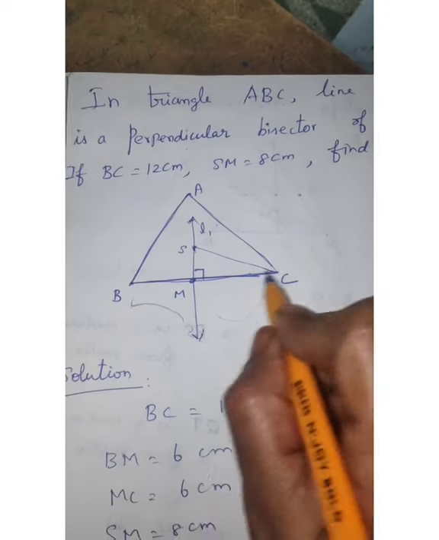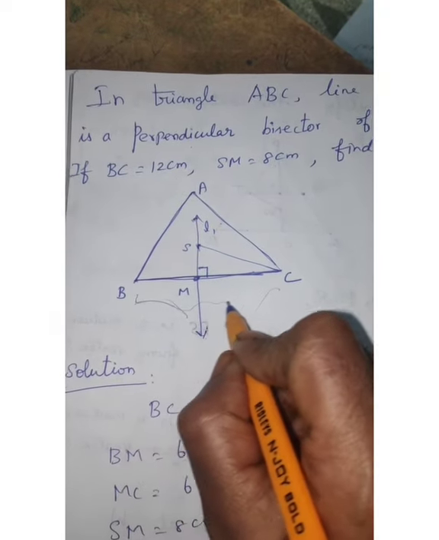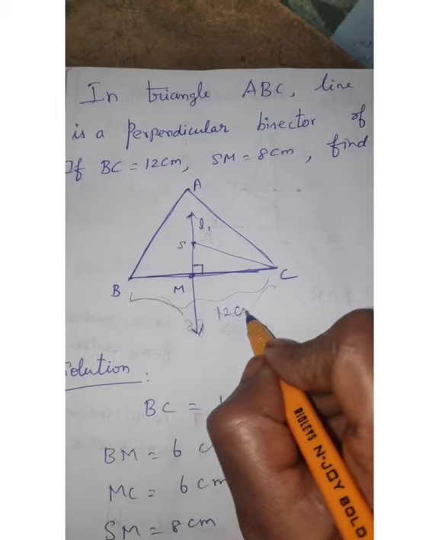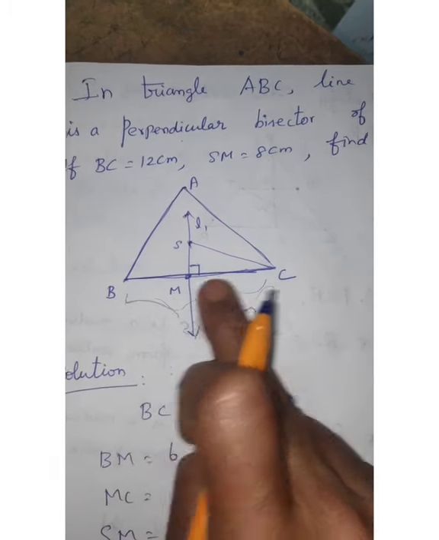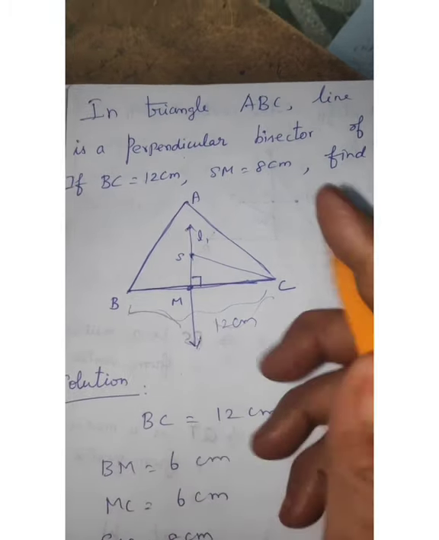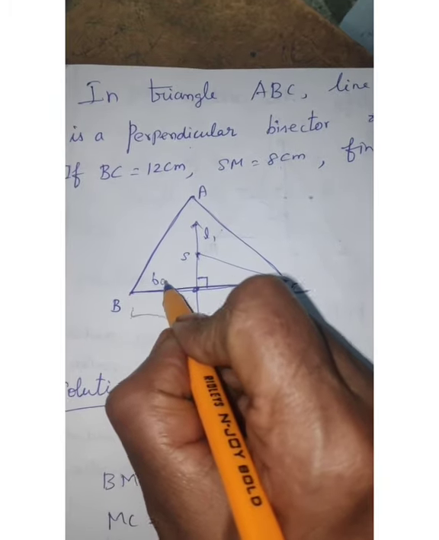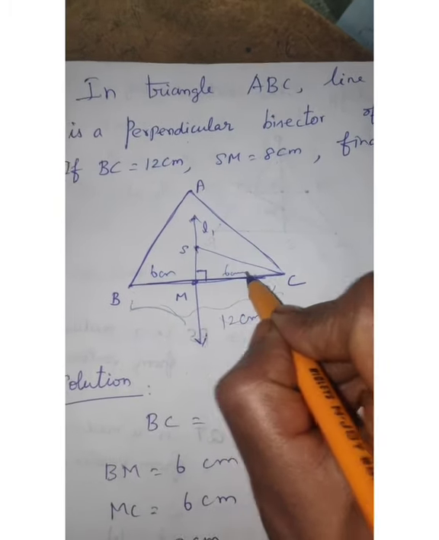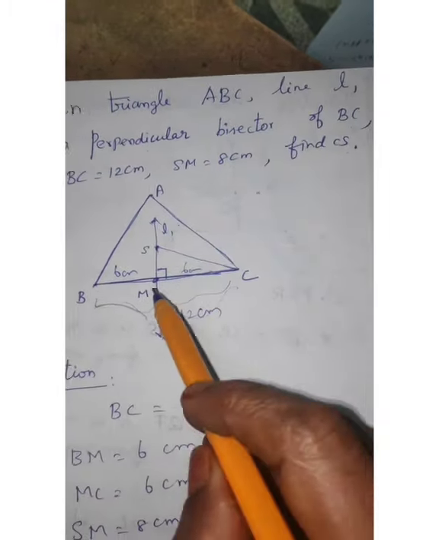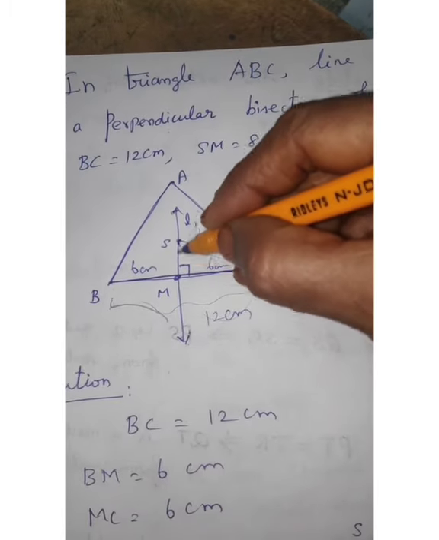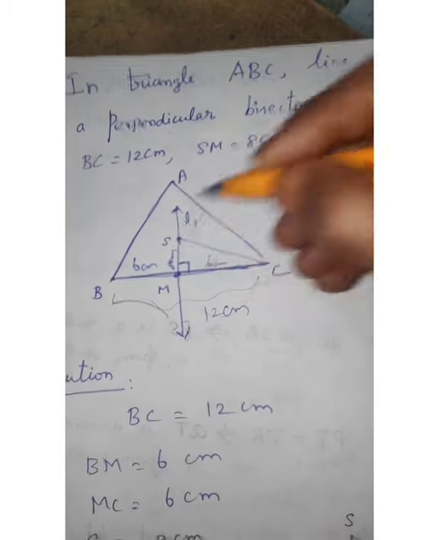The full value of BC equals 12 centimeter. What is the value of BM and CM? Only half. Half of 12 is 6 centimeter. Here also 6 centimeter. SM equals 8 centimeter. Here the SM value equals 8 centimeter.